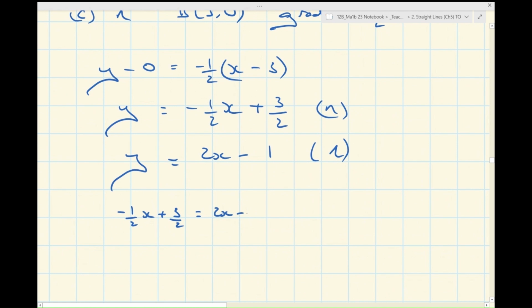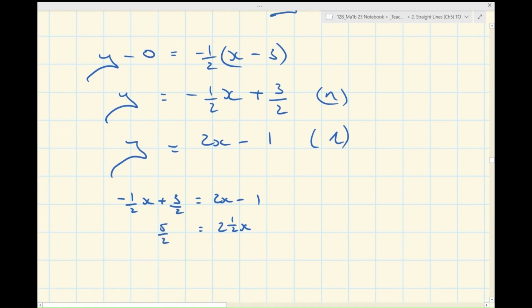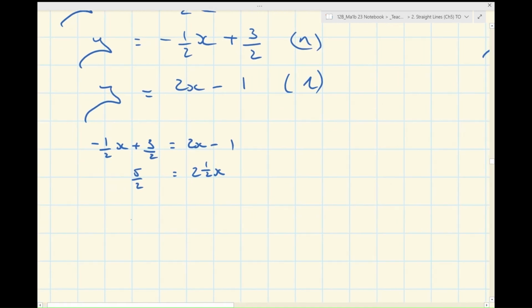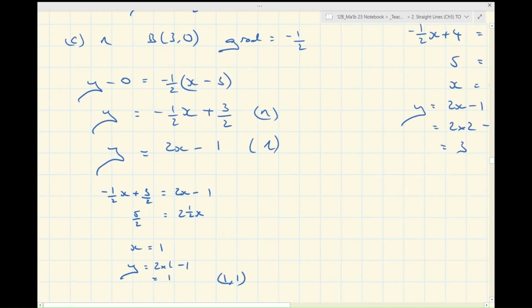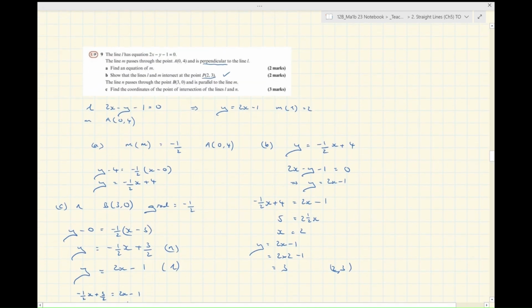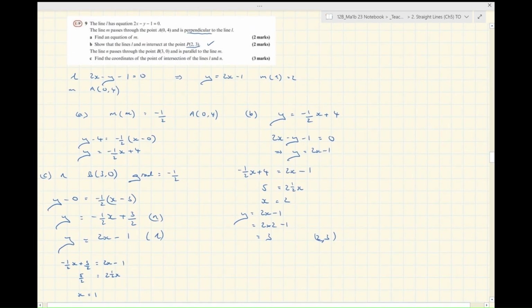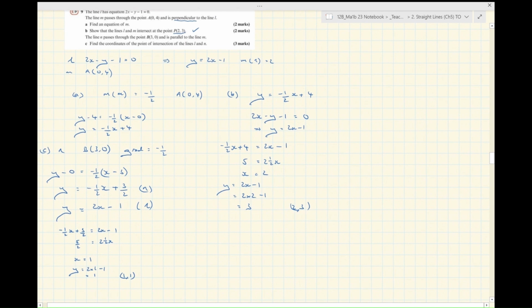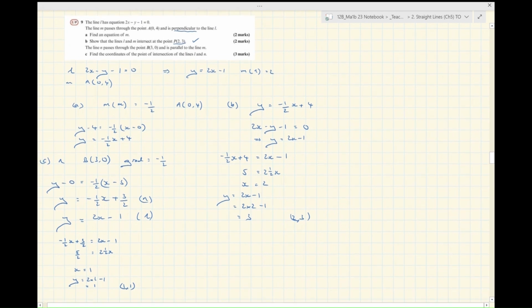Okay, I'm going to add half an x to both sides, 2.5x, plus 1 to both sides equals 5 over 2. Divide by 2.5, x equals 1. And y will be 2 times x minus 1, which is 1. So the point of intersection between those two lines is the point (1, 1). And that is my solution for question 9.